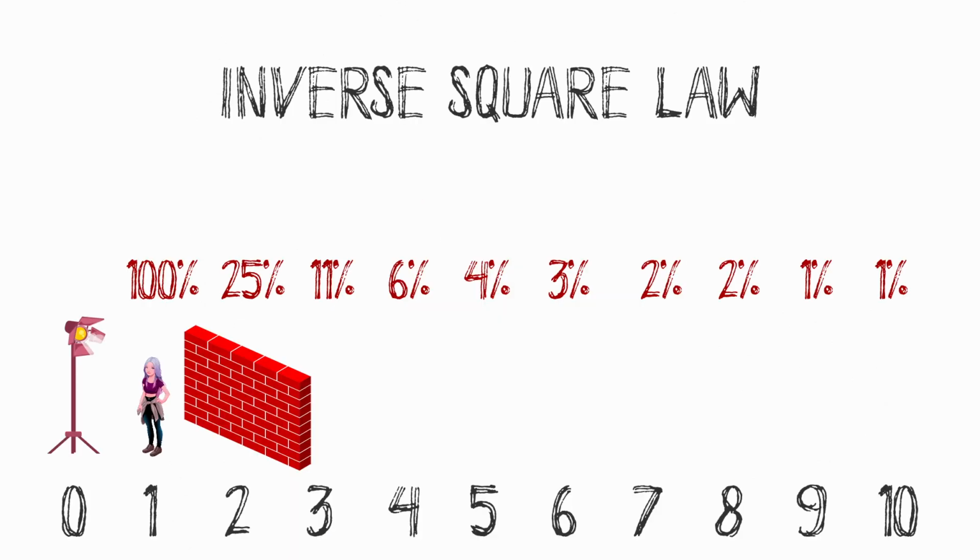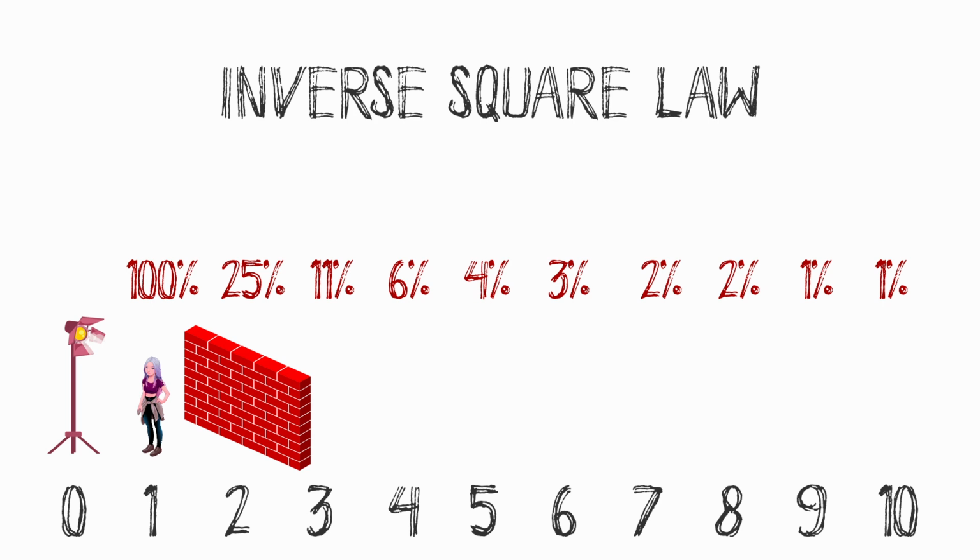So looking again at our diagram, if we have the model standing in front of a wall the same distance as she is to the light, the wall will be illuminated with 25% of the light from the flash. Although that's quite dark, it still makes the wall clearly visible in the image. So we have 2 options. We can bring the light closer to the model or move the model and light further away from the wall.